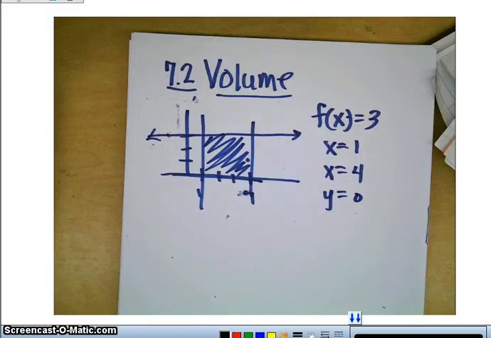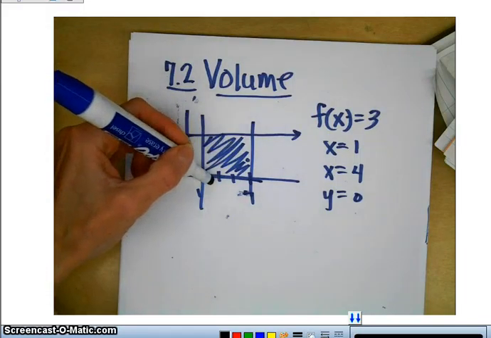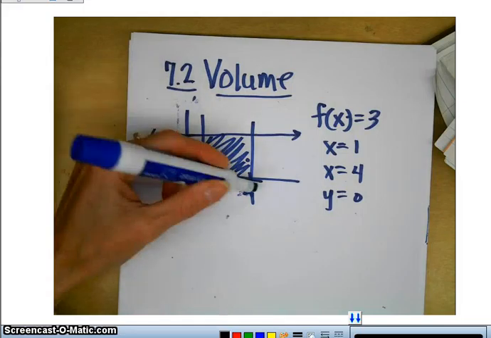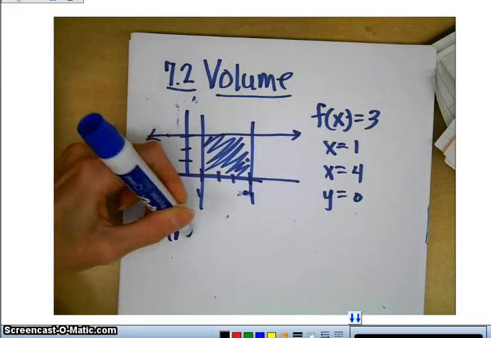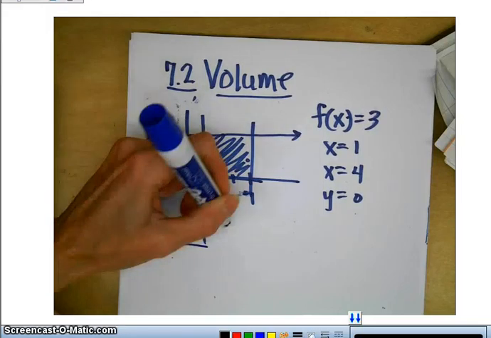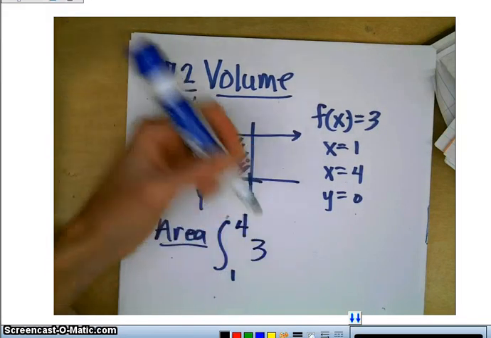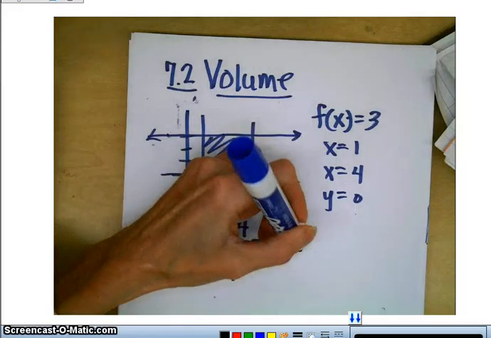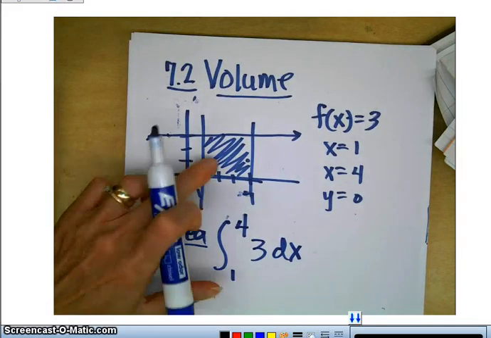Wouldn't we do that by subtracting the top function minus the bottom function and integrating from 1 to 4? So if we just wanted to find the area of that section, we would integrate from 1 to 4 of 3 minus 0, or just 3 dx. And that would find us that shaded area.